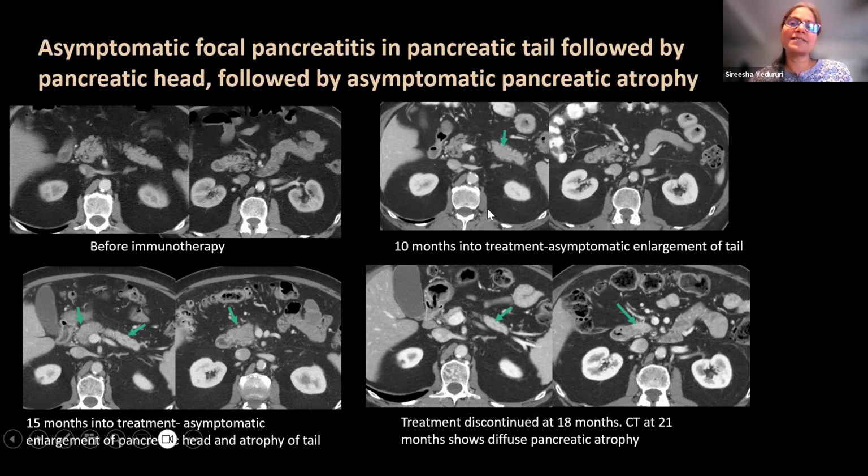These are all asymptomatic. This was found during a retrospective review when I was looking for something else. When I went back and looked into this patient's history and correlated with the timing of the immunotherapy, at some point the patient had pancreatic tail focal enlargement and minimal peripancreatic edema. A few months later, the patient is still on immunotherapy. The tail has atrophied, but the head shows diffuse enlargement compared to before.